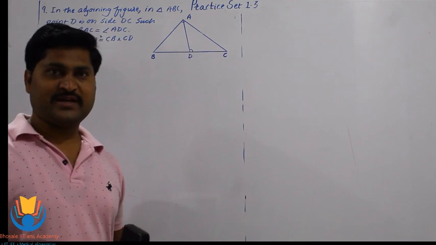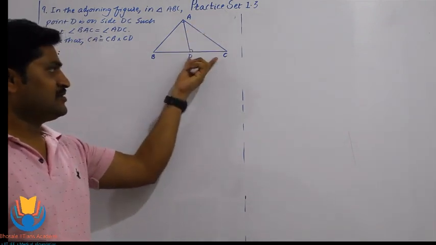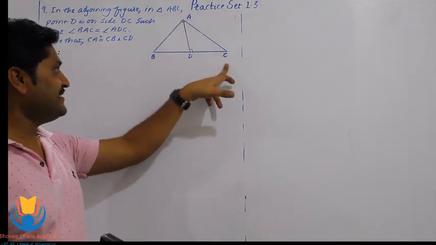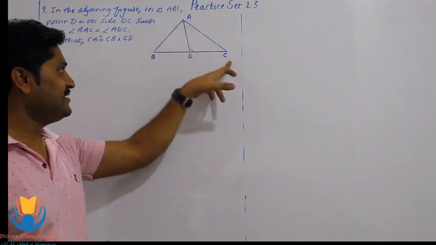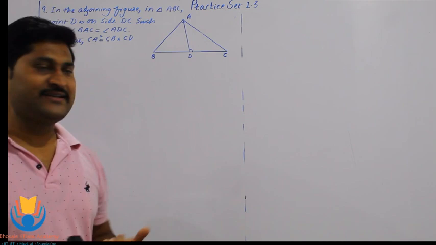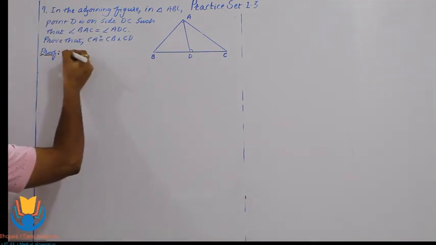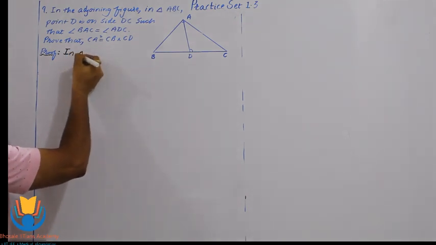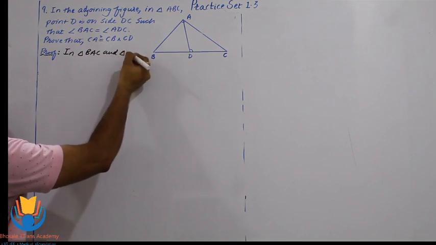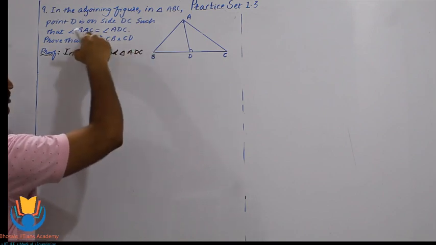Let's start question number 9. Here we have to prove that CA square is equal to CB into CD. So these are the sides of two triangles, namely triangle ADC and triangle BAC. So first of all we will show that these two triangles are similar, and then at the last we are going to get this result. So let's continue. We will write here in triangle BAC and triangle ADC. So the names of the triangles we can copy from here.